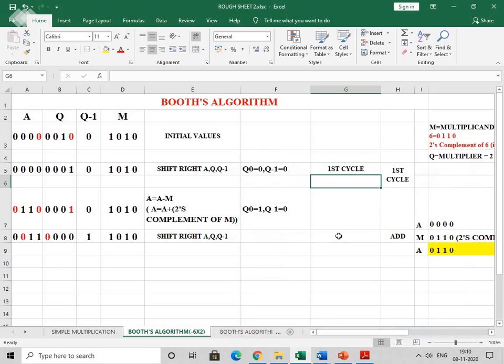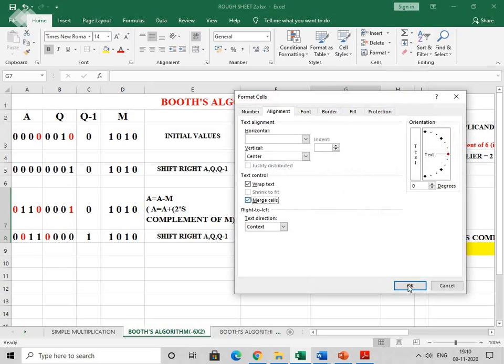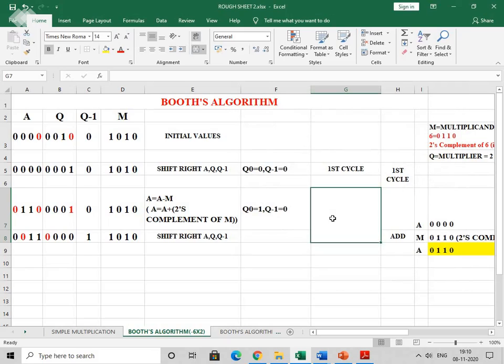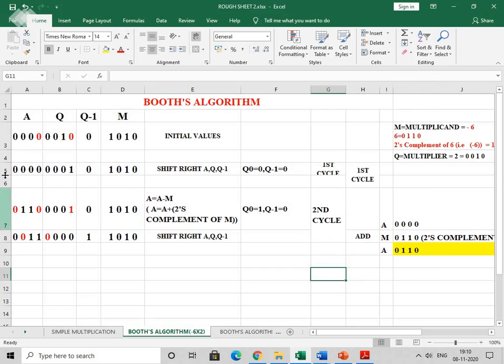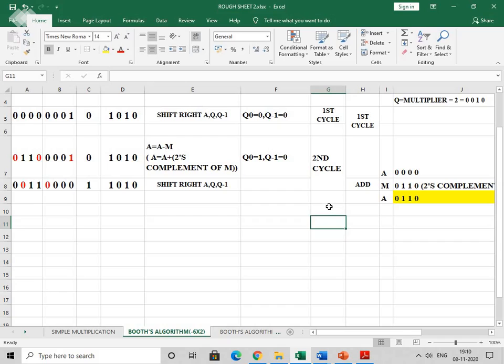In the first cycle we have done only the shift operation. In the second cycle we have done the subtraction, that is 2's complement addition, and after that we have done the shift right operation. Next, after the second cycle, now observe again the Q0 bit and Q minus 1 bit.